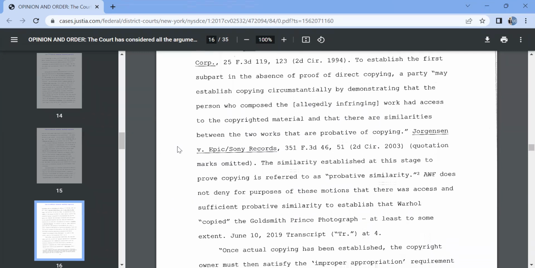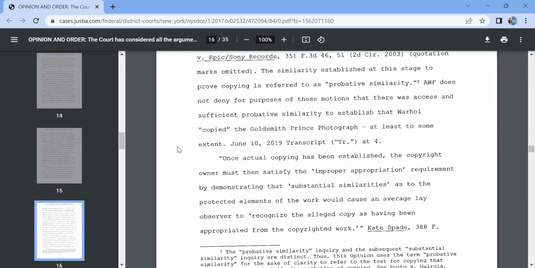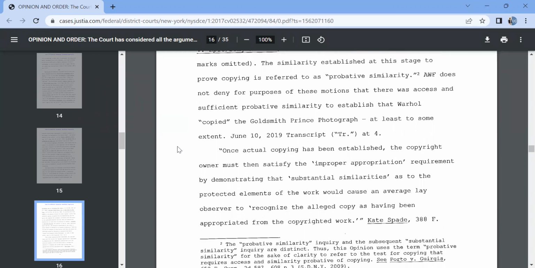To establish the first part, absent proof of direct copying, a party may establish copying circumstantially by demonstrating that the person who composed the work had access to the copyrighted material and that there are similarities between the two works that are probative of copying. The similarity established in this stage to prove copying is referred to as probative similarity.